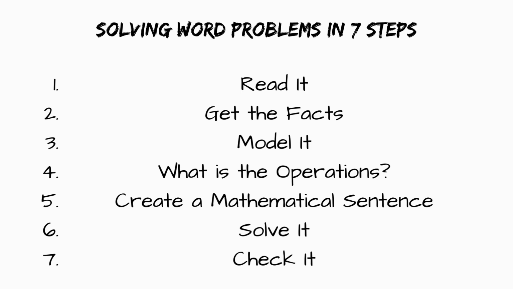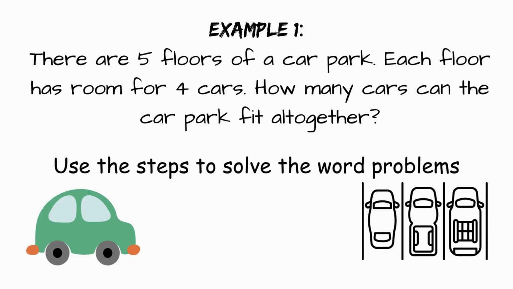So I have created a worked example that we will be able to use. And it's actually a very nice, simple one that anyone can understand. So example one, there's only one example, and we'll be putting in all 7 steps to solve this. Okay, so example one: there are 5 floors of a car park. Each floor has room for 4 cars. How many cars can the car park fit altogether? Use the steps to solve the word problem. So, are you ready?